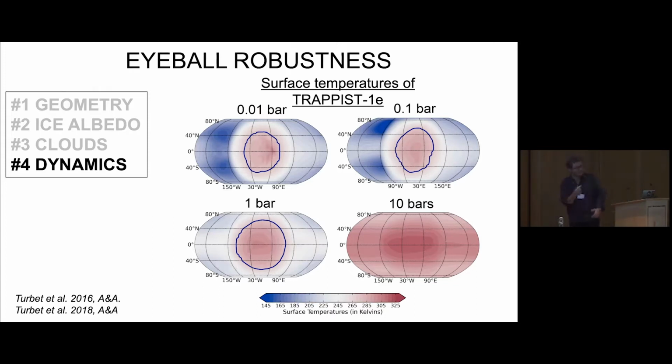As you can see, if you go to very thick surface pressure, the atmosphere is so thick that although it redistributes heat very efficiently, it also produces a lot of greenhouse effect, so you would expect the entire planet to be covered by liquid water. But if you go on the other side, if you decrease the atmospheric pressure, you will decrease the greenhouse effect, but you will also decrease the efficiency at which the heat is transported from the day side to the night side.